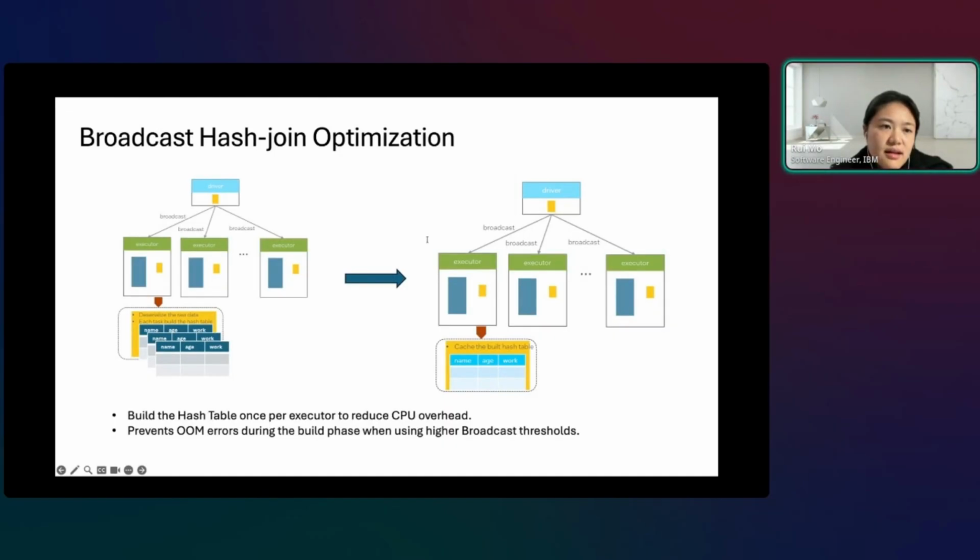And let me introduce an optimization we are currently working on. In Gluten today, each task builds its own hash table after receiving the broadcast data, which results in redundant work and higher CPU overhead. Inspired by the implementation of lakehouse, we propose to build the hash table once per executor and cache it for reuse across tasks. This optimization helps reduce CPU usage and also prevents out-of-memory issues when using larger broadcast thresholds.